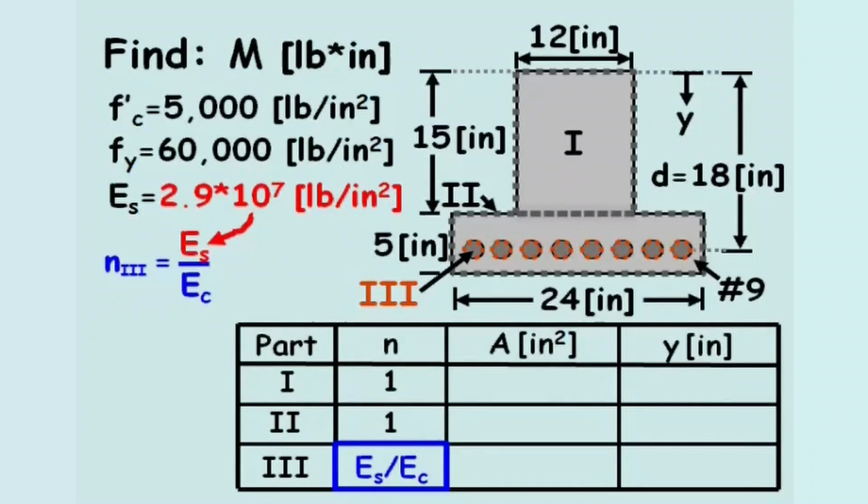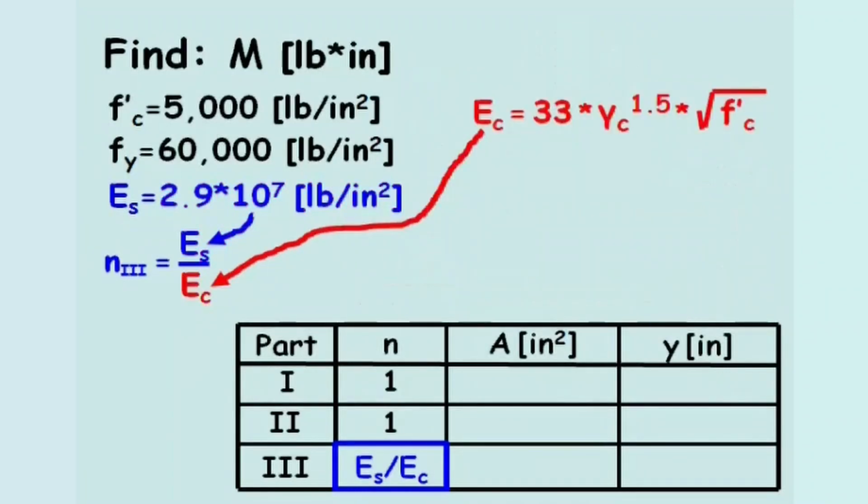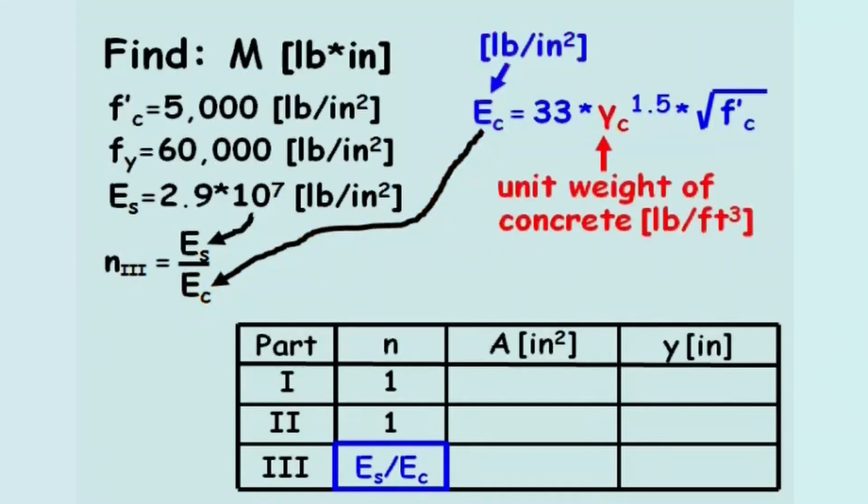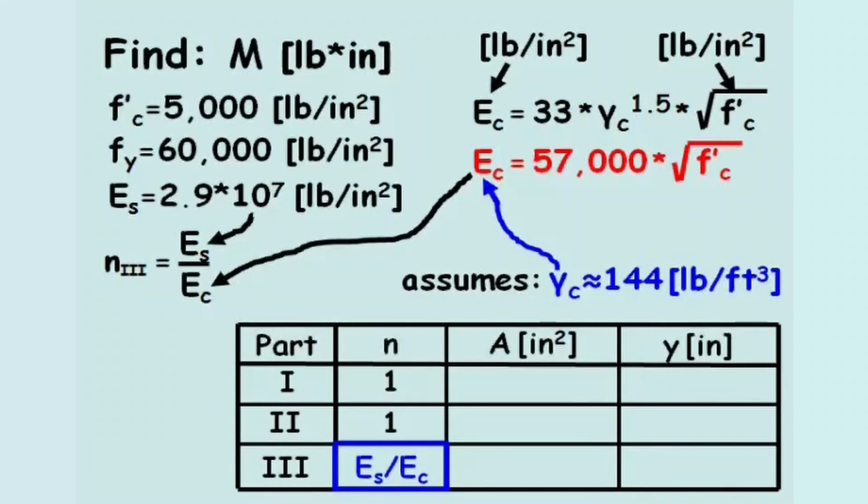The Young's modulus of concrete equals 33 times the unit weight of concrete raised to the 1.5 power times the square root of the compressive strength of concrete, where the Young's modulus is in units of pounds per square inch. The unit weight of concrete is in units of pounds per cubic foot, and the concrete compressive strength is in units of pounds per inch squared. Unless the problem states the concrete is lightweight, a simpler equation is used, which assumes the unit weight of concrete is about 144 pounds per cubic foot. We'll use this second equation.